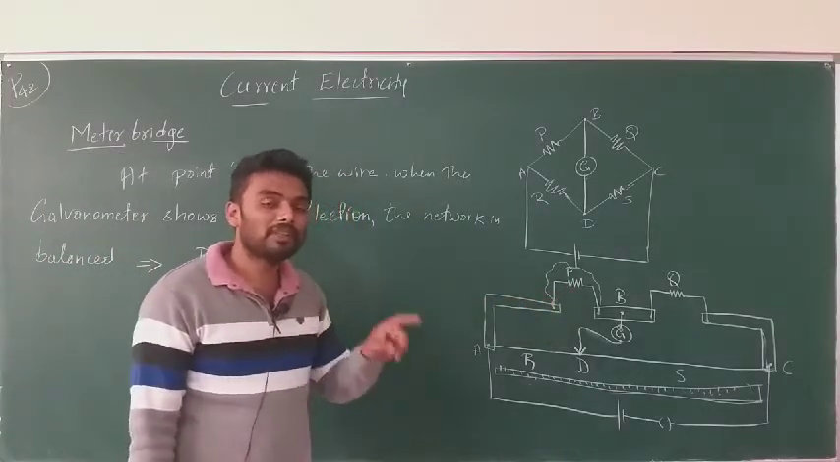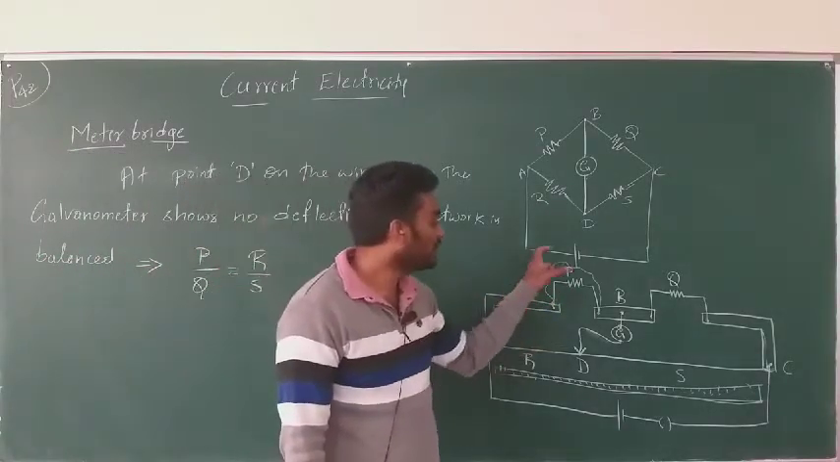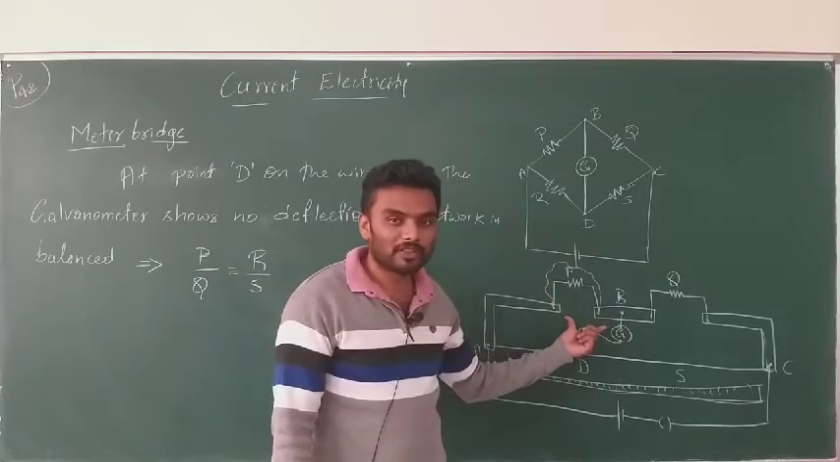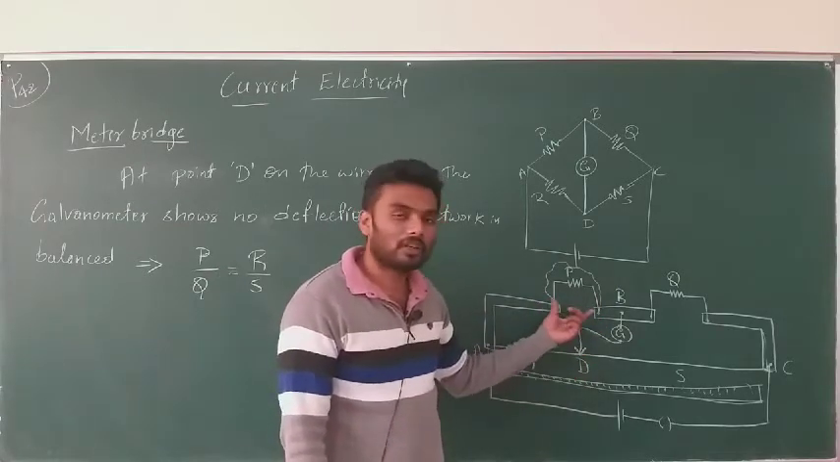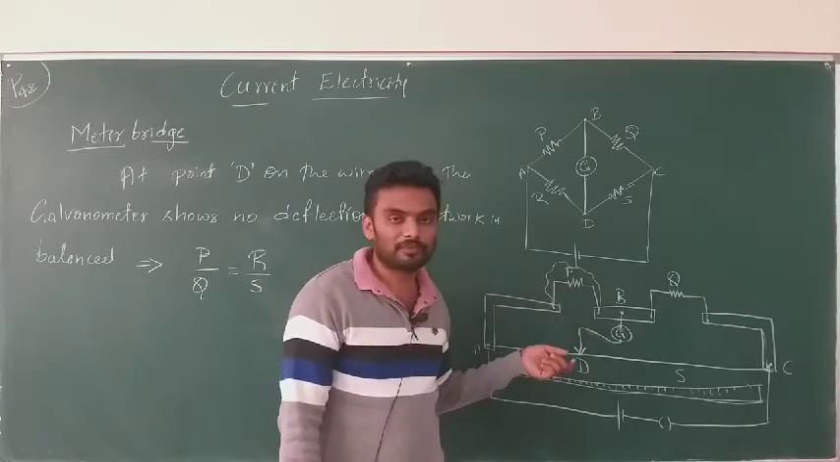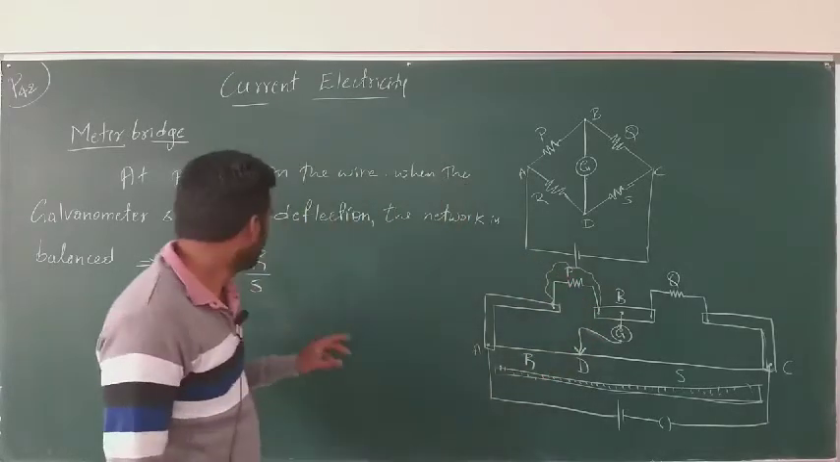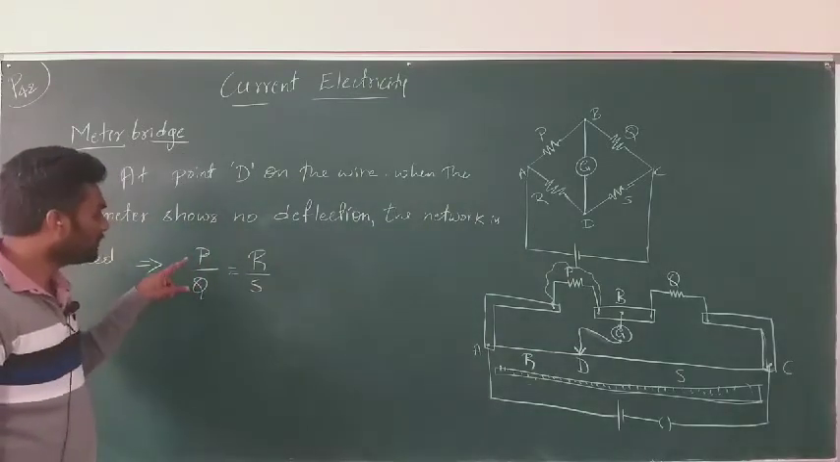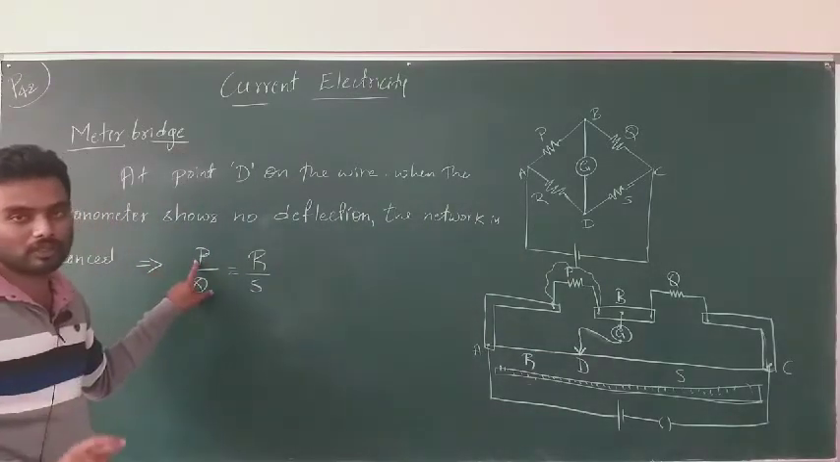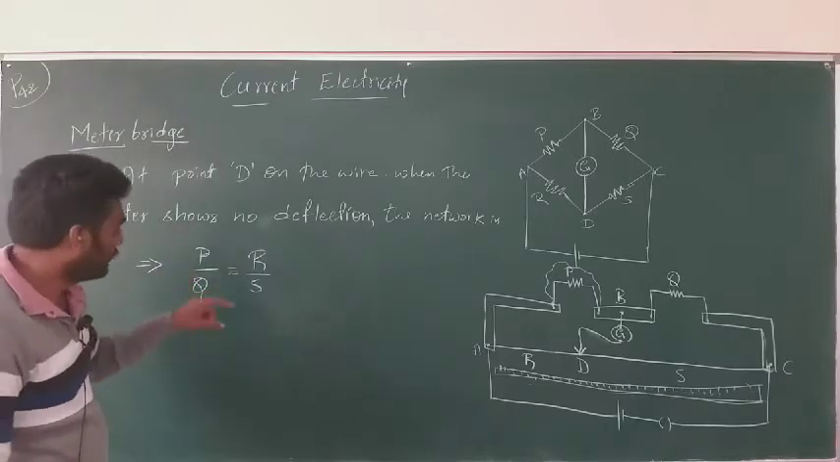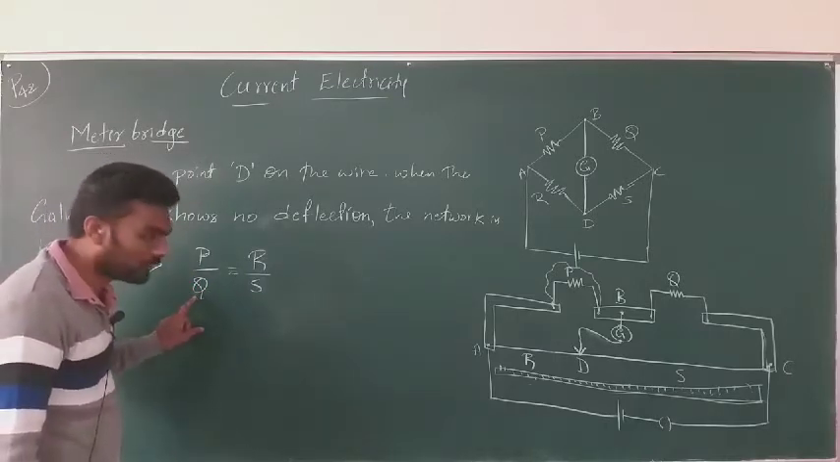What is P? P is the resistance of the wire which is connected between these 2 points, and this resistance is not known to us. We have to calculate it, right? And the resistance of this wire has to be calculated now, which means from this expression P has to be found. Clear?